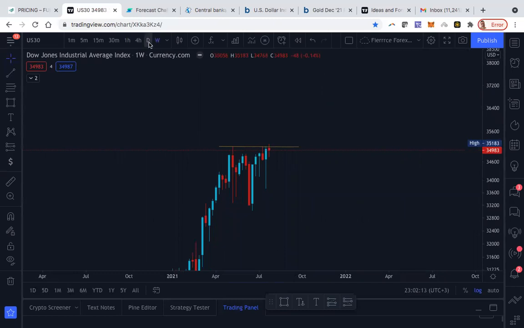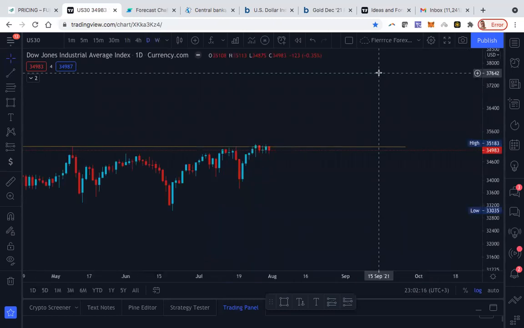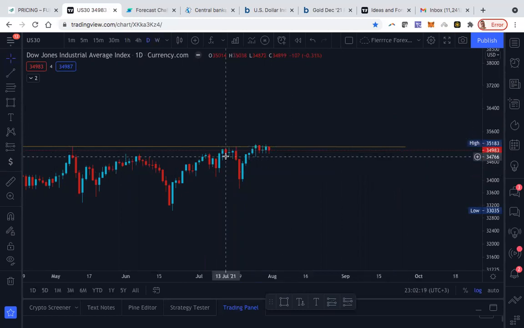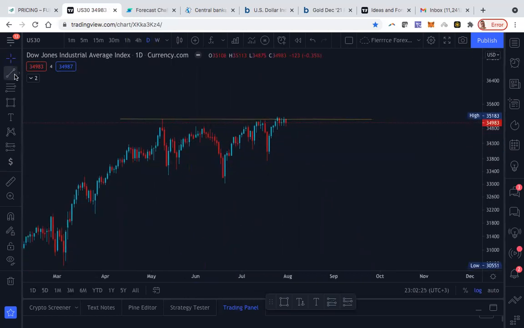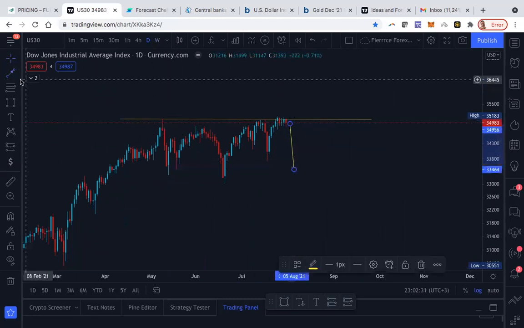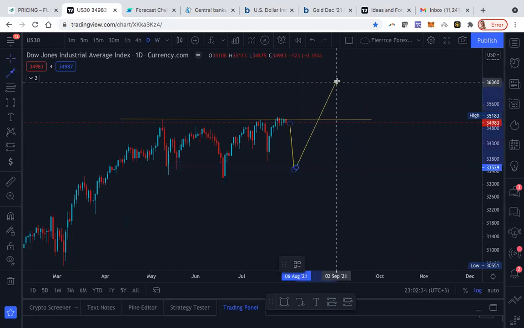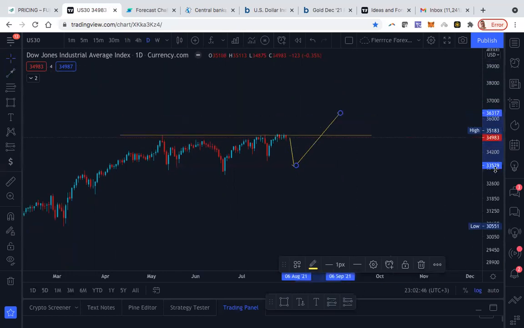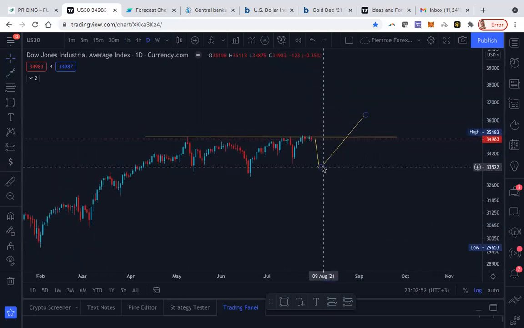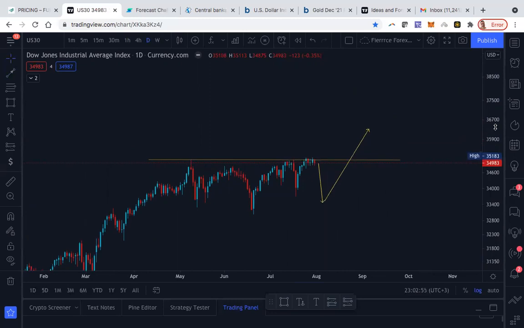Let me look at the daily. So we're just here. What I'm anticipating on US 30 is a shift lower and then a rally to the top. And we may then break structure at some point. So guys, right now, the market is looking like it will open lower, with shifts lower.